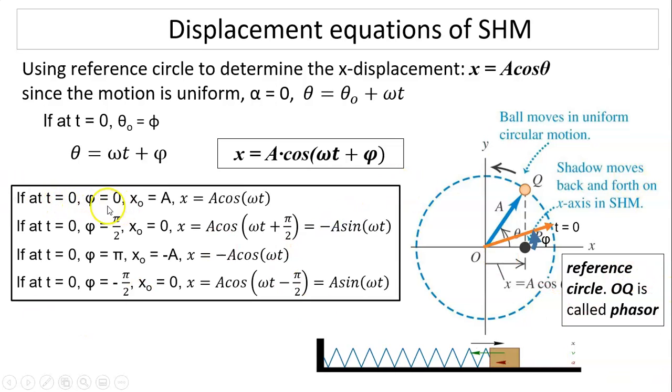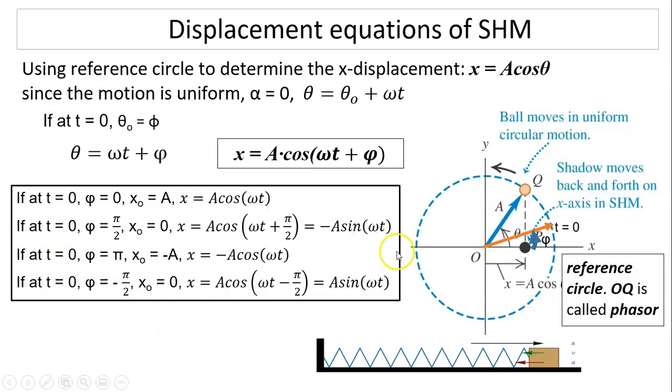Suppose at t equals 0, phi equals 0. So where are you? You are right over here. That's t equals 0, right over here. In that case, the equation is simplified as x equals a cosine omega t. Suppose at t equals 0, phi equals pi over 2. So corresponding to a circle, you are over here. You're moving to the left. In that case, this equation can be simplified as negative a sine omega t.